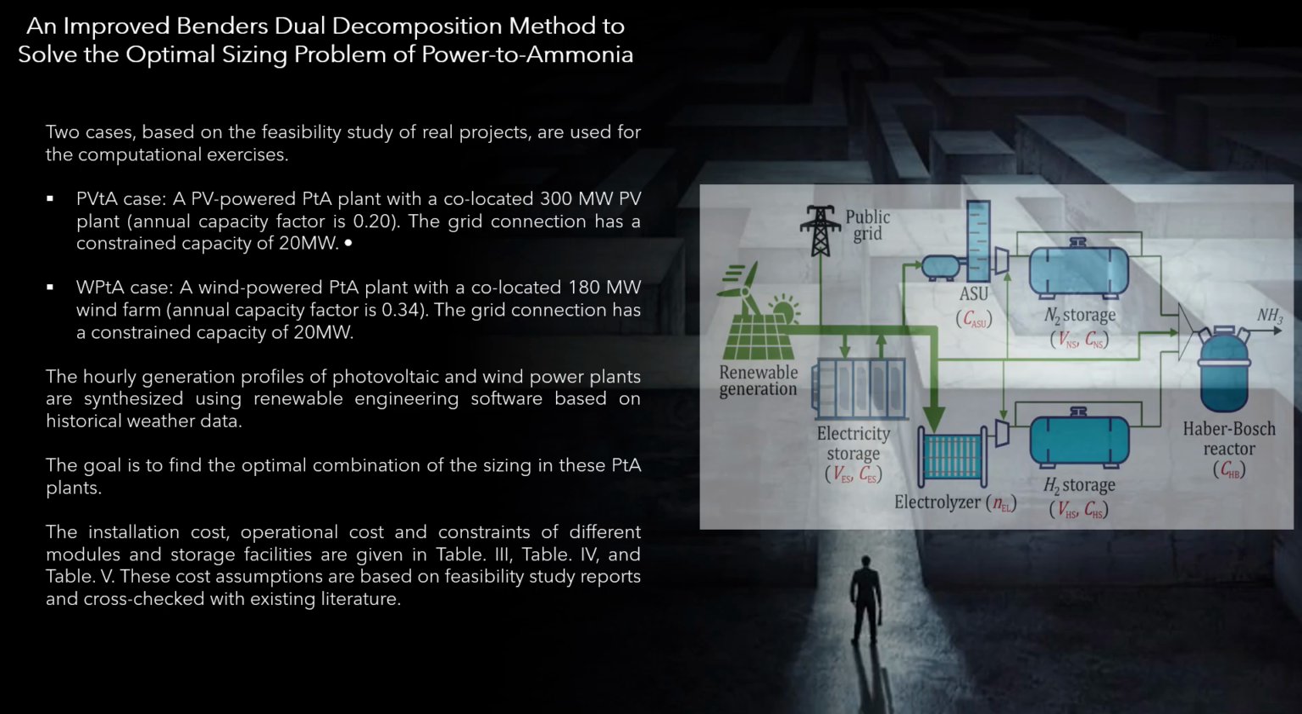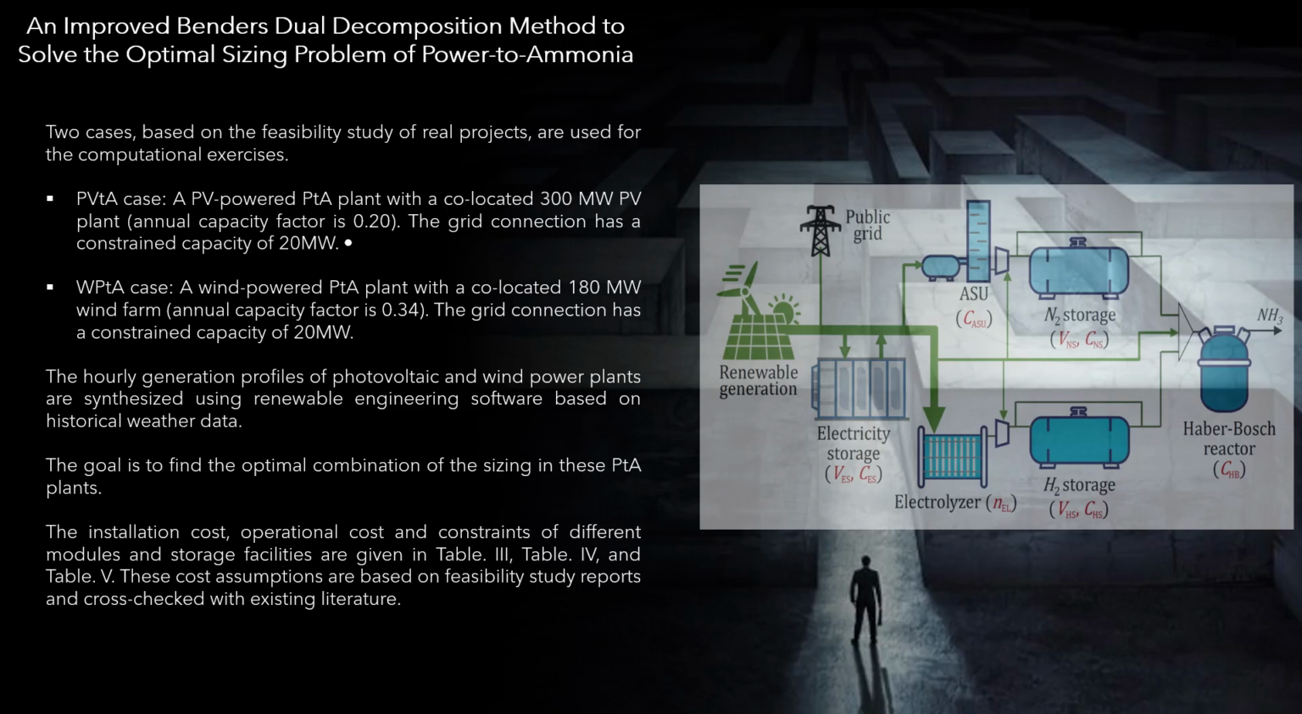FTA case, a wind-powered TA plant with a co-located 180 MW wind farm, annual capacity factor is 0.34. The grid connection has a constrained capacity of 20 MW. The hourly generation profiles of photovoltaic and wind power plants are synthesized using renewable engineering software based on historical weather data. The goal is to find the optimal combination of the sizing in these TA plants.